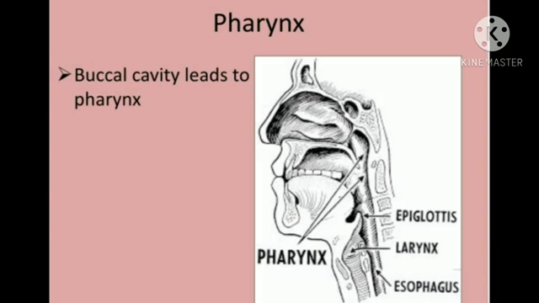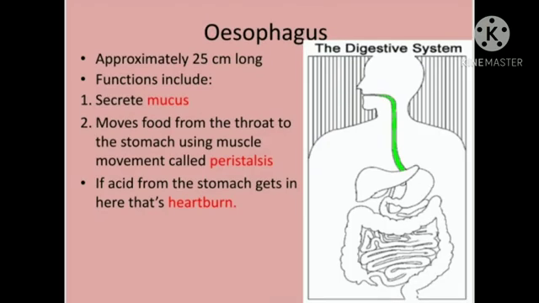The lower region of the pharynx is called oropharynx. Oropharynx opens into the esophagus. Therefore, it is called oropharynx. Okay, through the gullet. So this is all about the pharynx. Now coming to the next one, that is what? Esophagus. We will see regarding the esophagus.